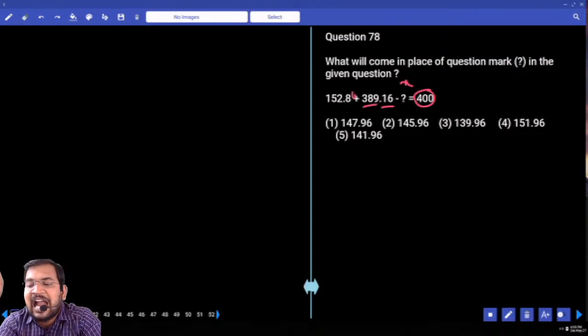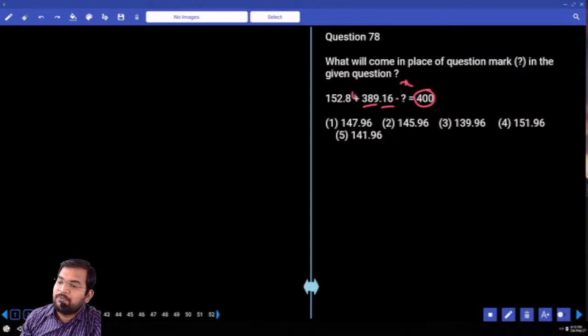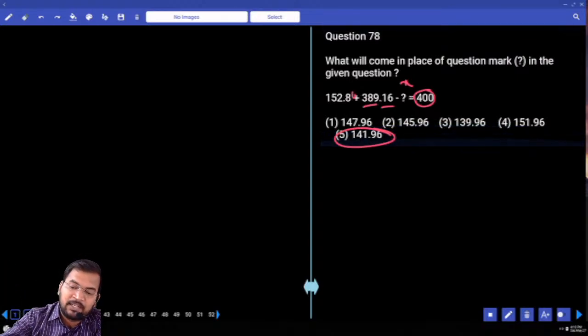Here, how much is there? 380, and 400 is how much more than 389? 11. Add that 11 to 152. Sorry, subtract that 11 from 152. How much? 141. Your answer is 141.